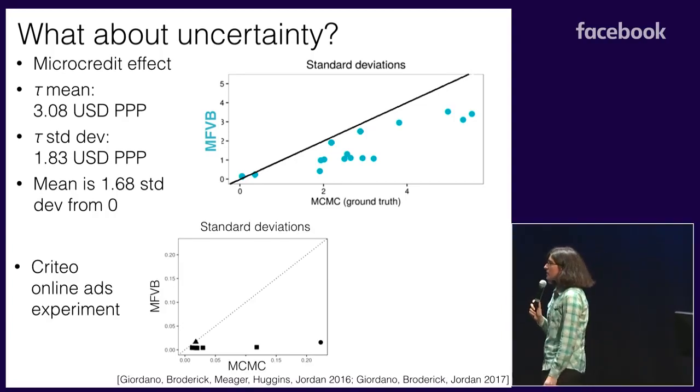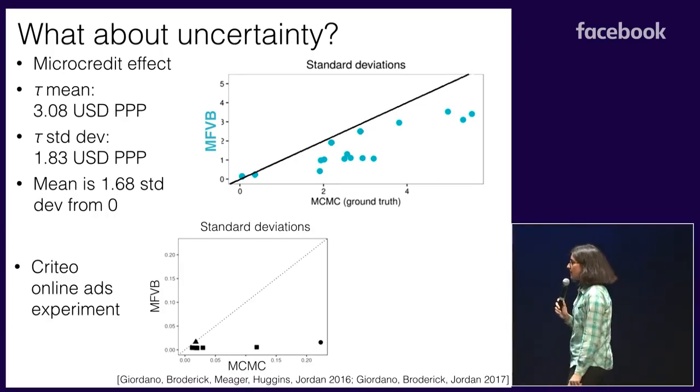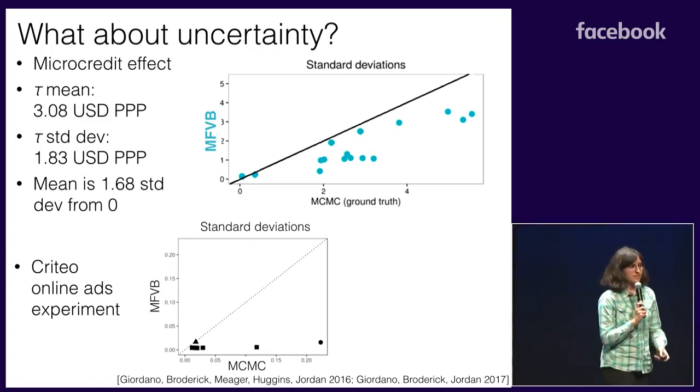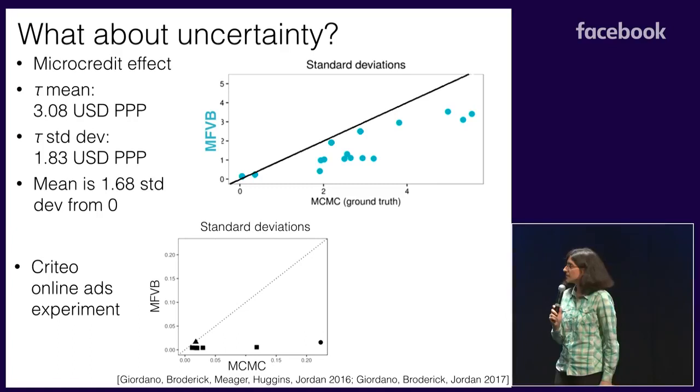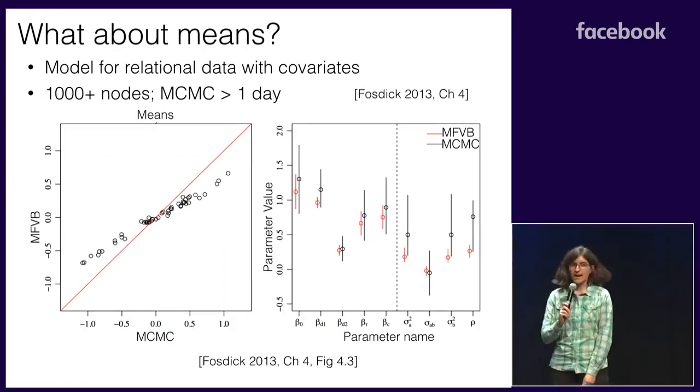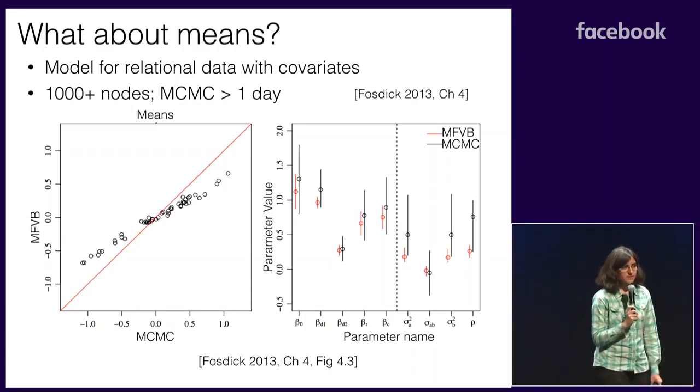Okay, and we see the same thing with the Criteo online ad situation. Here we are looking at these global parameters, and again, they're massively underestimating the uncertainties relative to ground truth. So is it just the uncertainties? Well, it turns out it's not. In fact, sometimes the means are wrong too.